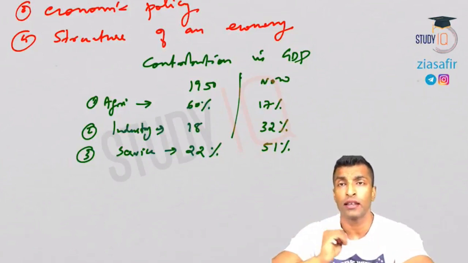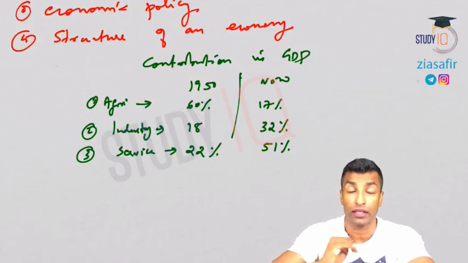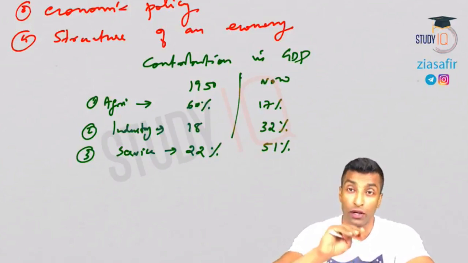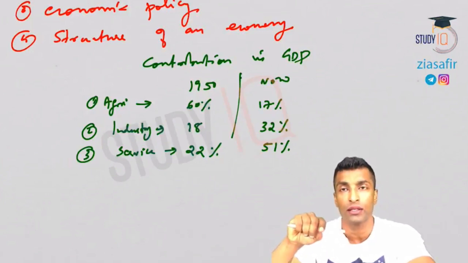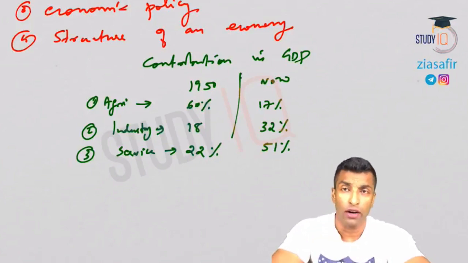Actually, the reason is, if you see the developed countries, the agriculture sector contribution is reducing. That doesn't mean that the production with respect to agriculture is reducing. The contribution of agriculture compared to the other two, that is industry and services, is decreasing, which is actually a positive indicator, which you can see in all the developed countries.